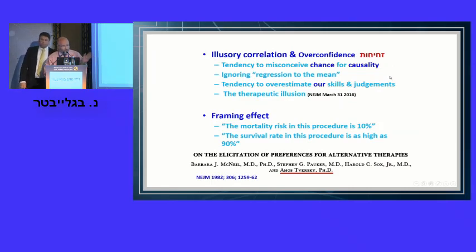Overconfidence, we don't have to talk about it. Framing effect. Framing effect is very important. Framing effect says that you will decide according to how the problem is framed to you. How is it described to you? So if the mortality risk in a procedure is 10%, you say, I'm not going to do it, not for 10% mortality. But on the other hand, if it is framed in a way that the survival rate in this procedure is as high as 90%, you will say it's a perfect procedure, we're going to do it.